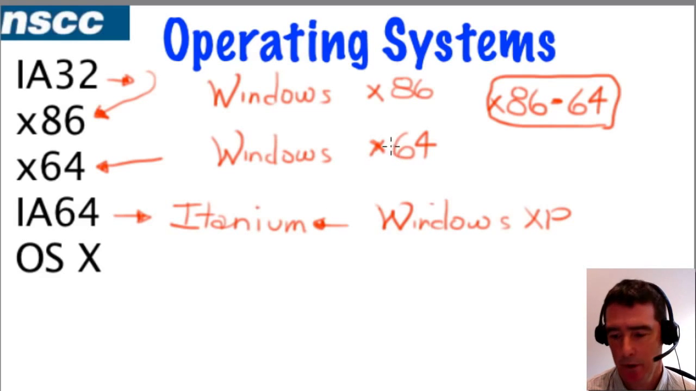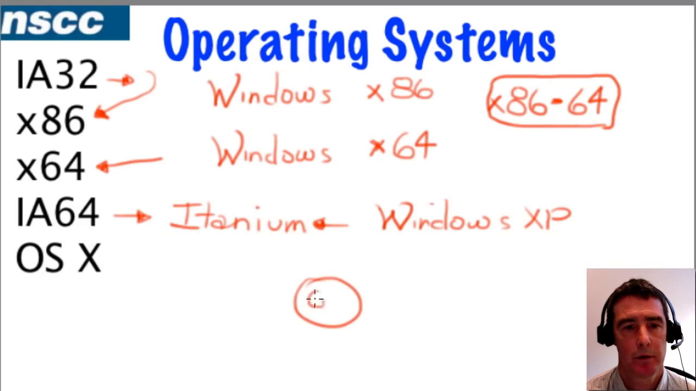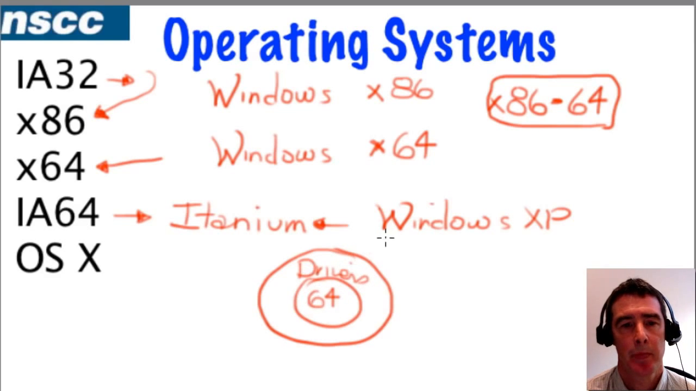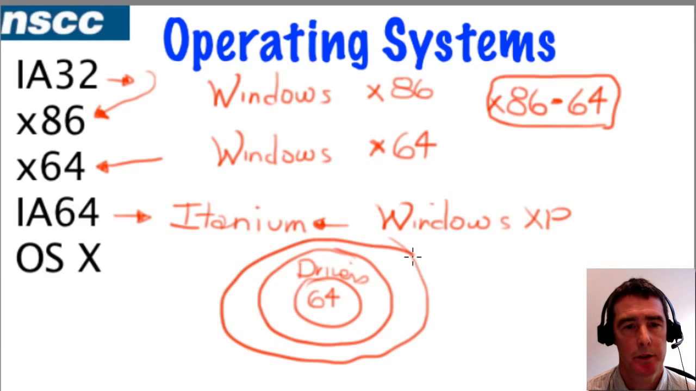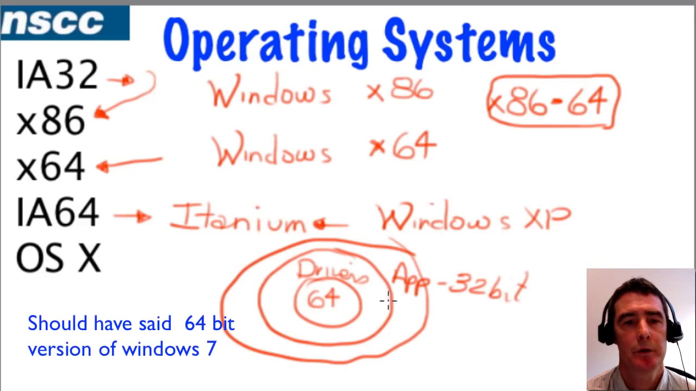Now the problem here becomes when you have a 64-bit system. If you're running Windows that's running 64-bit, all your drivers have to also be 64-bit drivers. Your applications, they can be 32-bit. So if you have installed a 64-bit version of Windows 7, you can often run your 32-bit applications.